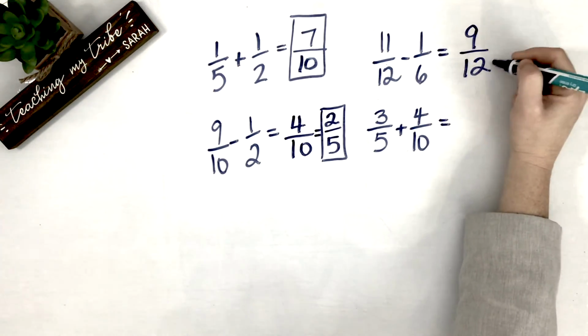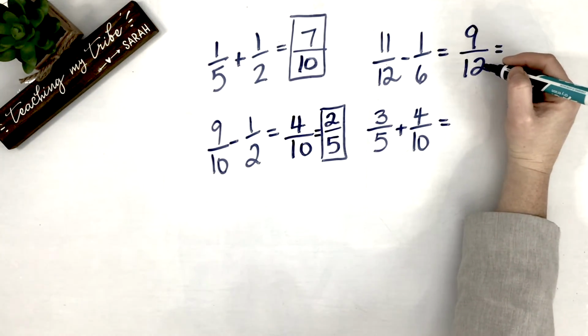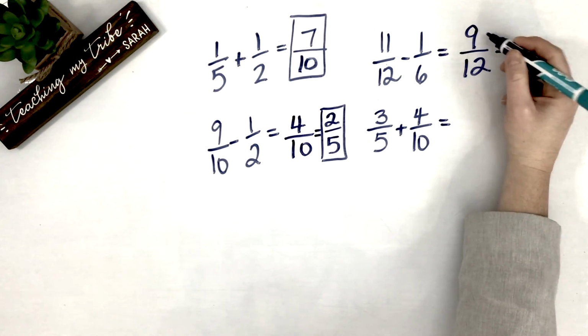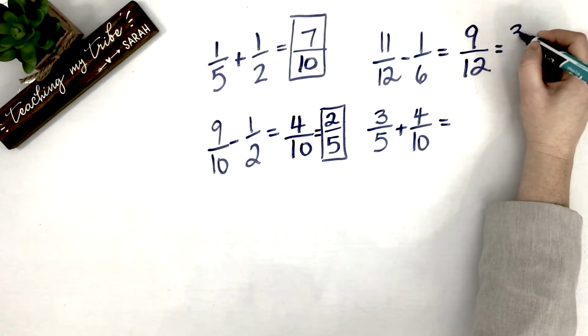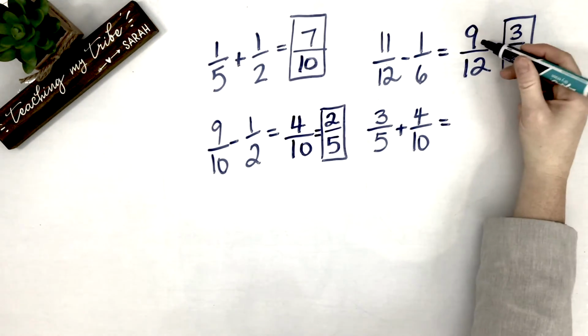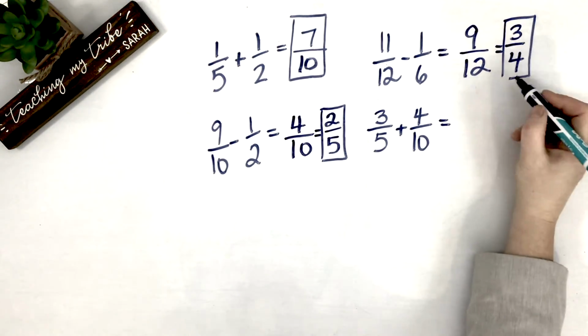Now I notice that this can be reduced because 9 and 12 have a common factor of 3. So I'm going to divide the numerator and denominator by 3, which will give me 3/4. Okay, so this is still correct, but this is just finished. It's a simplified answer.